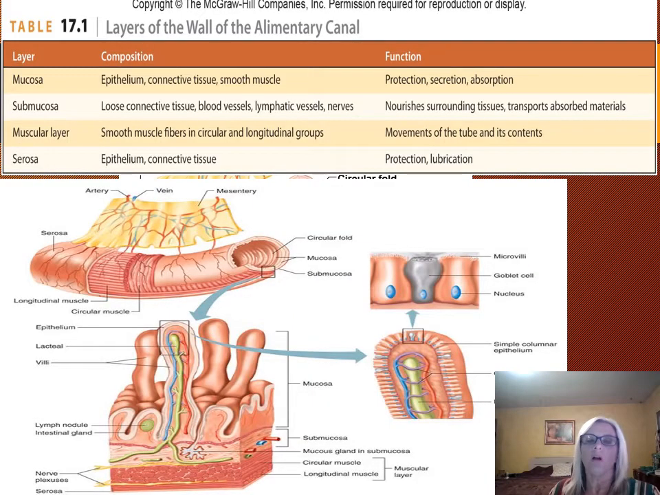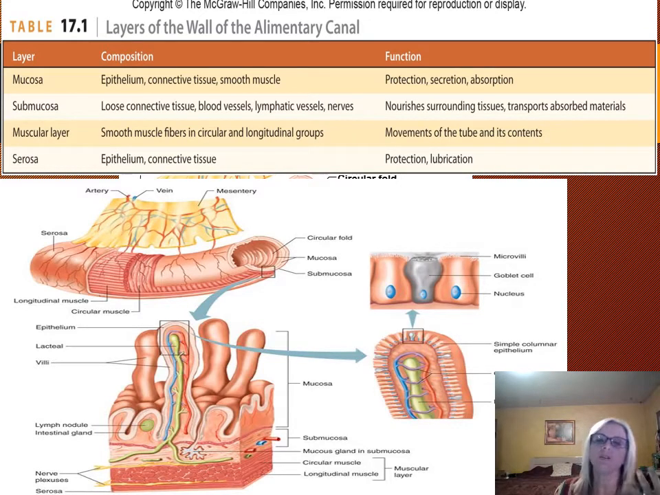So the wall of the alimentary canal has 4 layers: mucosa, submucosa, which is where the lymph vessels and arteries reside, the muscle layers, and the serosa. So the sequence for the layers in the walls of the alimentary canal from innermost to outermost is mucosa, submucosa below, muscles, and serosa. It's important to remember those 4 layers. You need to know these 4 layers.